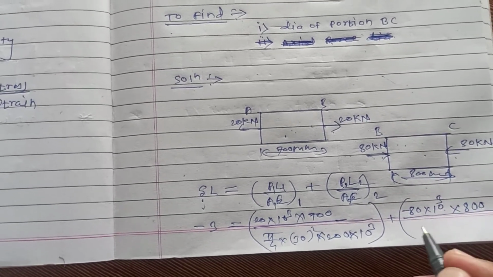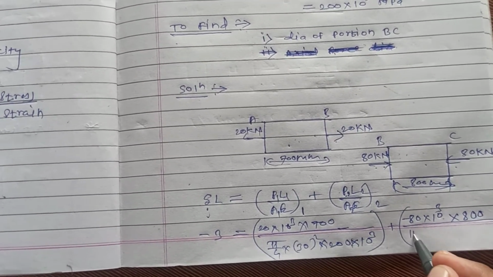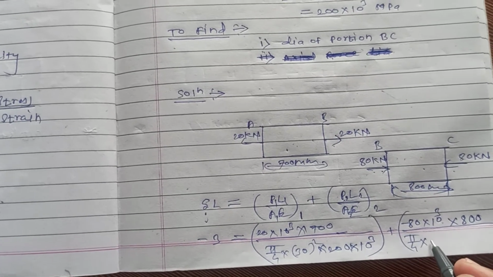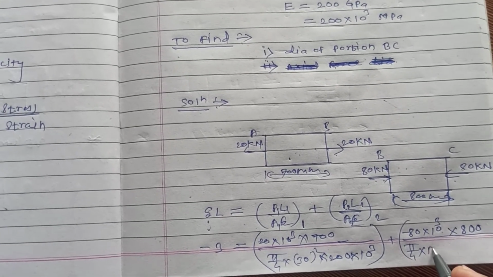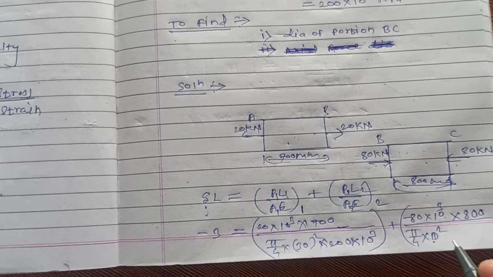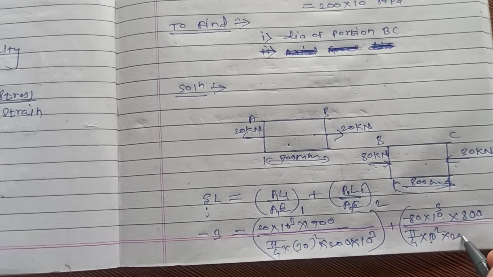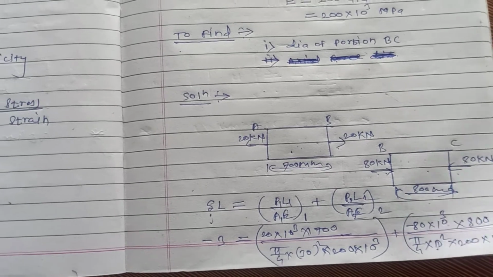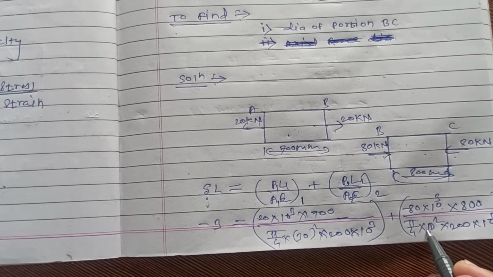divided by pi by 4 into D square, we have to find out this D because it is unknown, into 200 into 10 raised to 3. So our target is to find out this D.